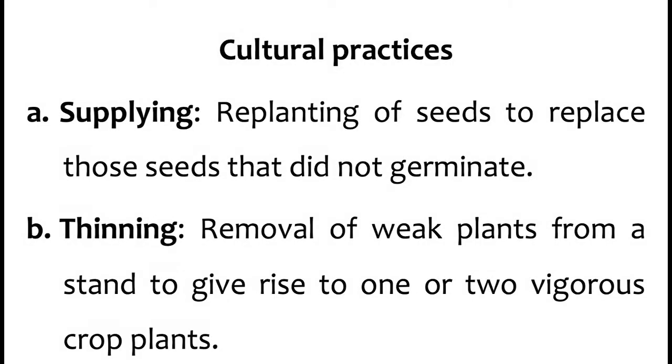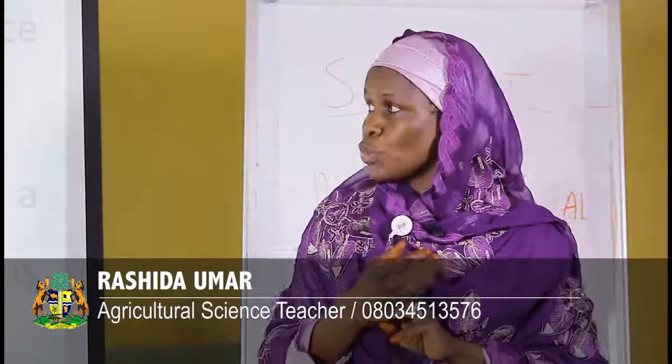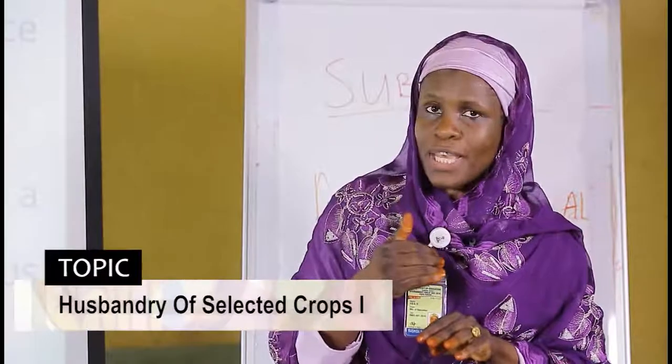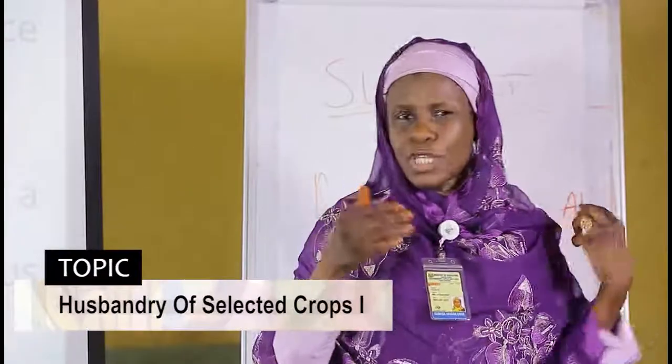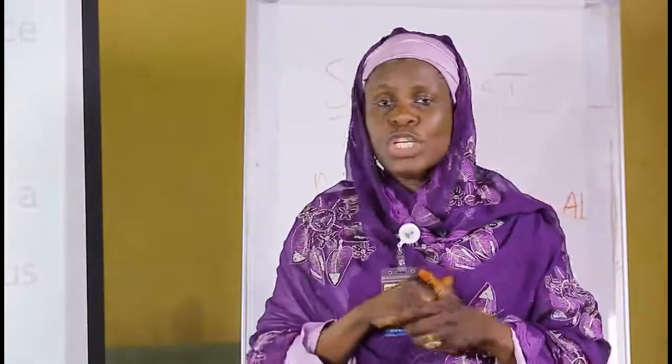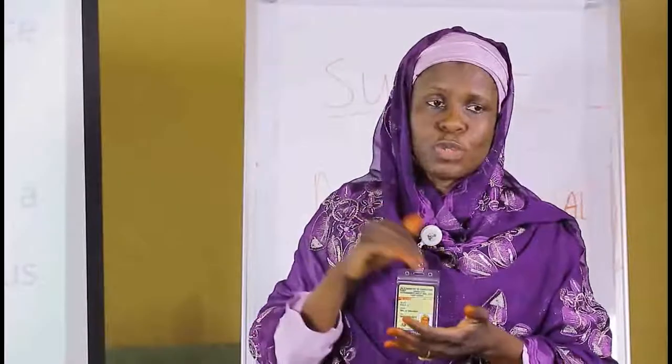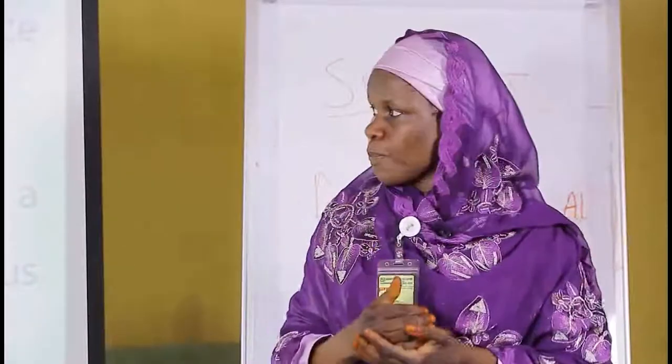Now, let's look at the cultural practices of maize production. Supplying is the planting of seed to replace those seeds that did not germinate. When you plant your seed and you realize that the seed did not germinate, what you will do is supplying. It simply means the replanting of seeds that do not germinate. You replant again to replace the dead seed.